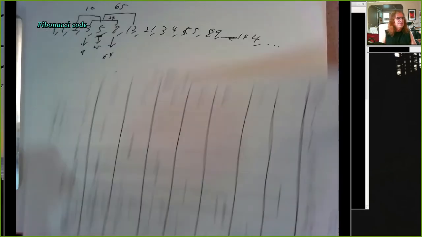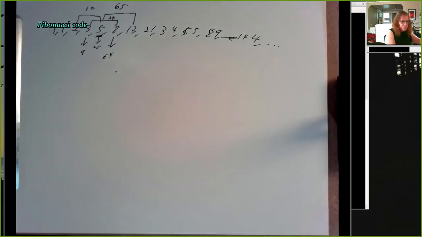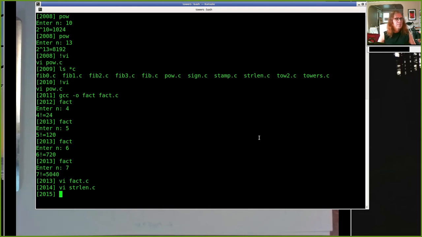And so we can look at this in terms of code also. I have no idea what these different versions are.